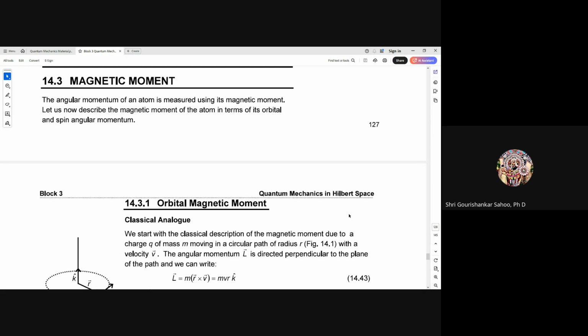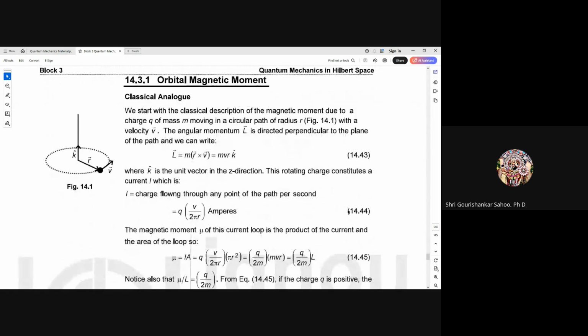The angular momentum of an atom is measured using its magnetic moment. And your orbital magnetic moment, as you have studied in your classical mechanics class, due to a charge q of mass m moving in a circular path of radius r with a velocity v, can be shown as on the screen. The angular momentum L vector is directed perpendicular to the plane of the path, and we can write L vector is equal to m r cross v. The cross product is directed perpendicular to the plane where the r vector and v vector are situated. So this is m v r k cap.